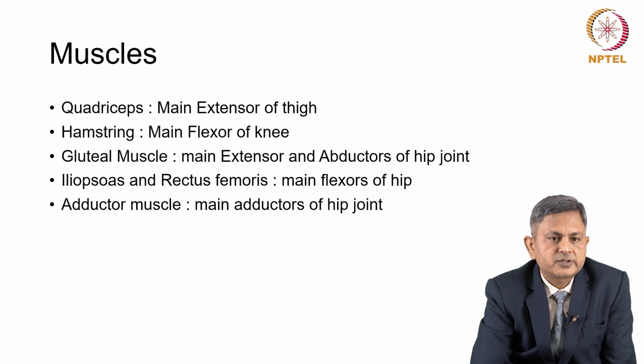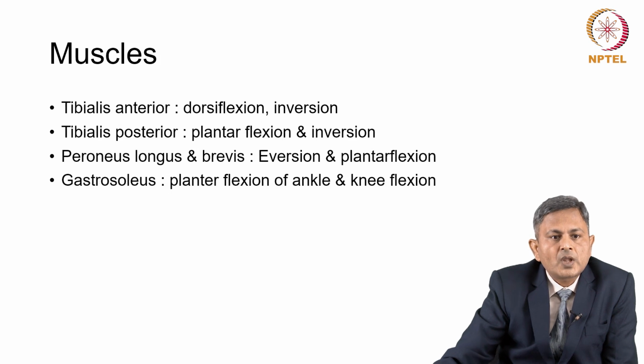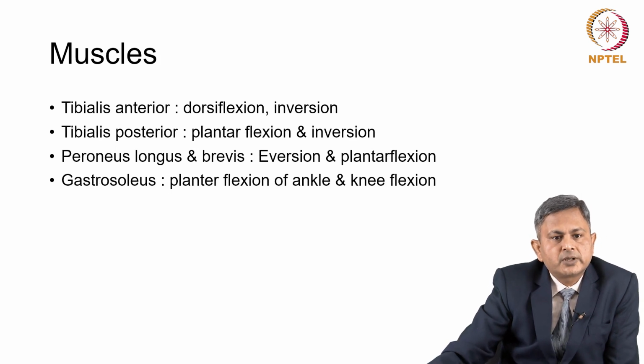Muscles: the quadriceps muscle is the main extensor of our knee. Hamstring is the main flexor of our knee. Gluteal muscles are the main extensors and abductors of the hip joint. Iliopsoas and rectus femoris are the main flexors of our hip joint, and adductor muscles are the main adductors of the hip joint. Tibialis anterior and tibialis posterior do dorsiflexion, plantar flexion and inversion of our feet. Peroneus longus and brevis do plantar flexion and eversion, and gastrocnemius does plantar flexion of the ankle and a little bit of knee flexion.